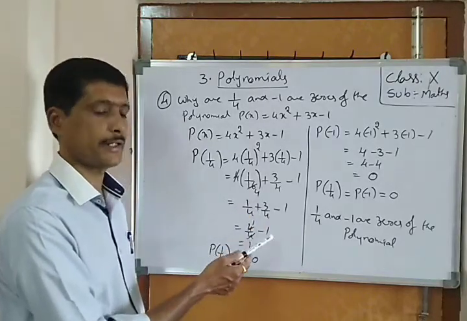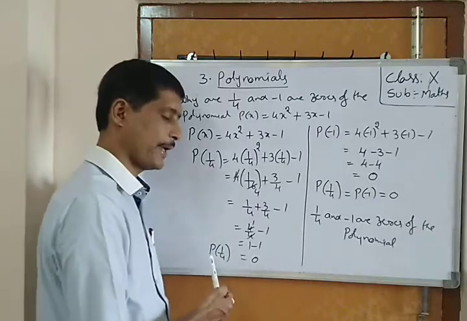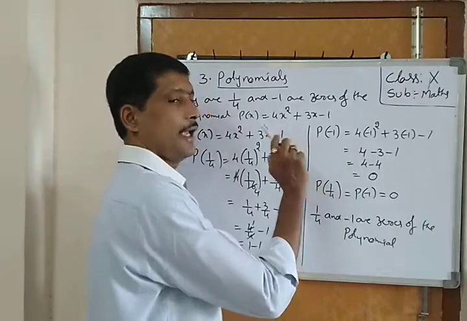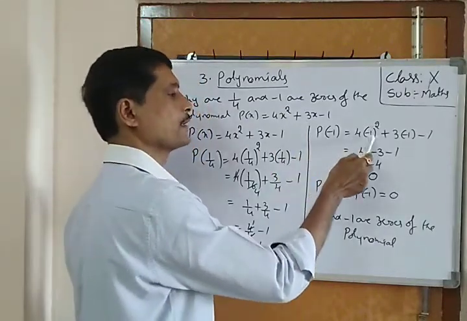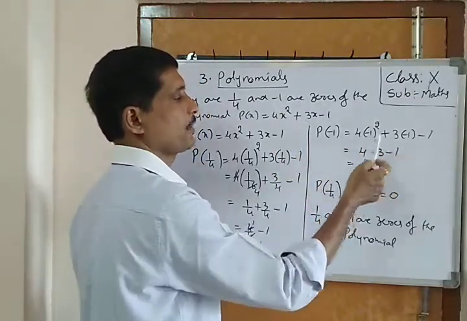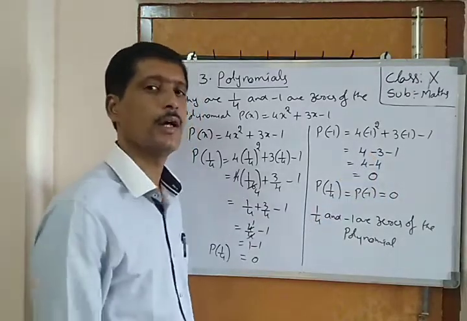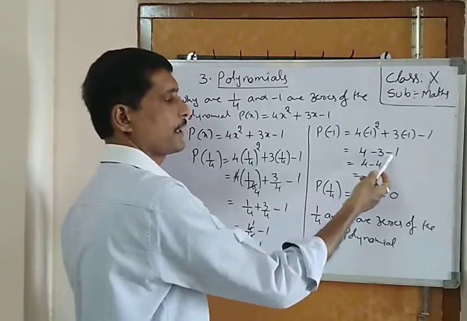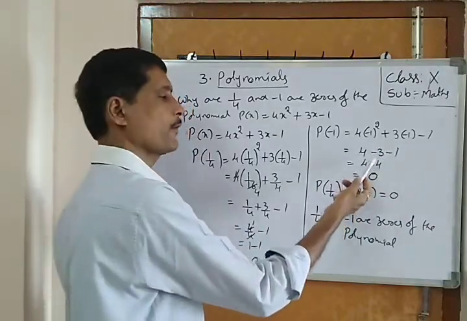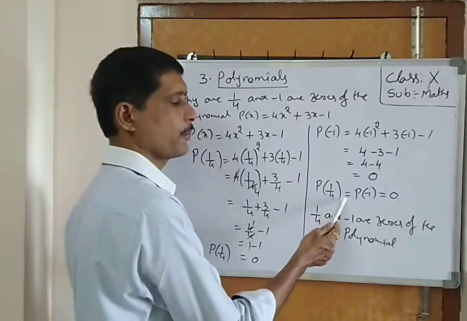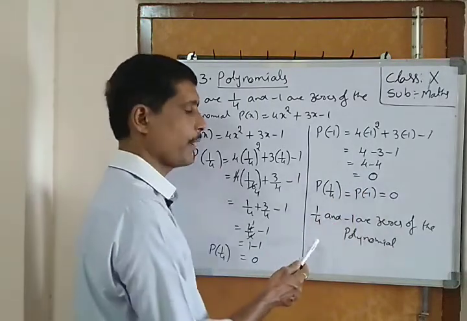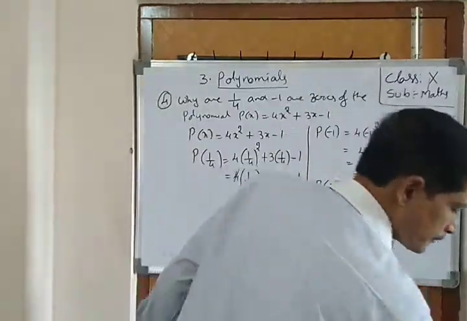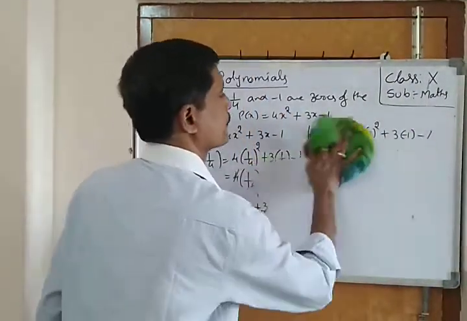4 and 4 get cancelled. Therefore 1 minus 1, that equal to 0. P of 1 by 4 equal to 0. Next P of minus 1 here. X is replaced by minus 1. 4 into minus 1 whole square plus 3 into minus 1 minus 1. Here minus 1 whole square, that is plus 1. 4 into 1, that is 4. Here 3 into minus 1, that is minus 3 minus 1. Minus 3 minus 1, that is minus 4. 4 minus 4, that is 0. P of 1 by 4 equal to P of minus 1 equal to 0. 1 by 4 and minus 1 are the zeros of the polynomial. Okay. Next one is graph.